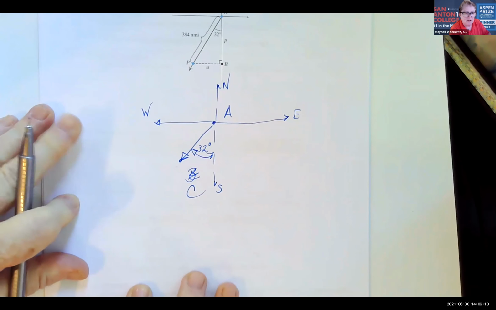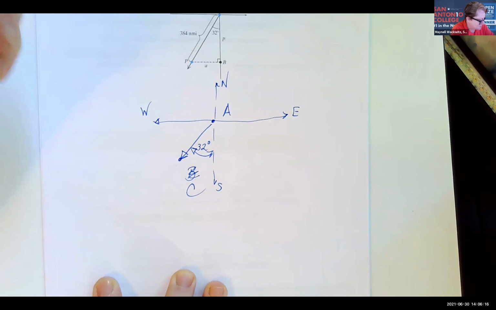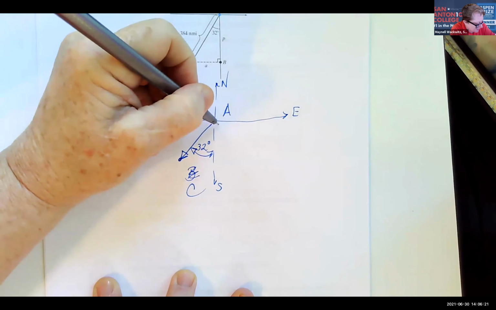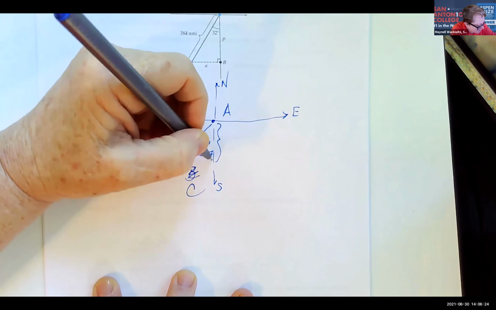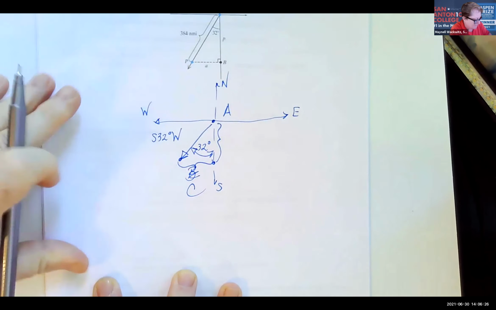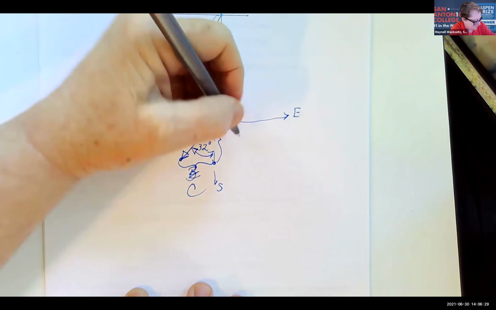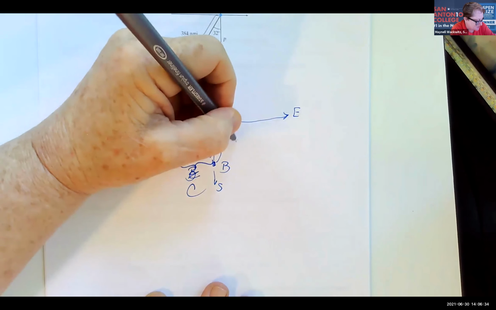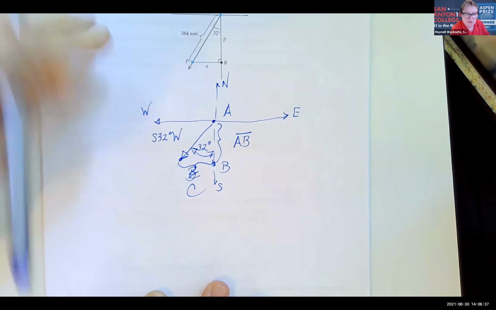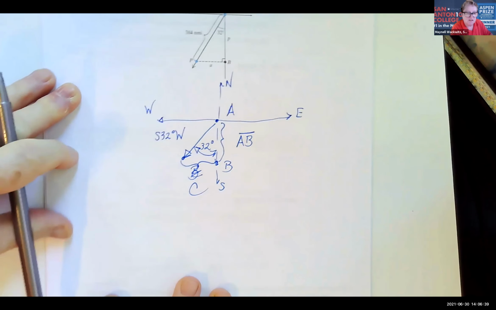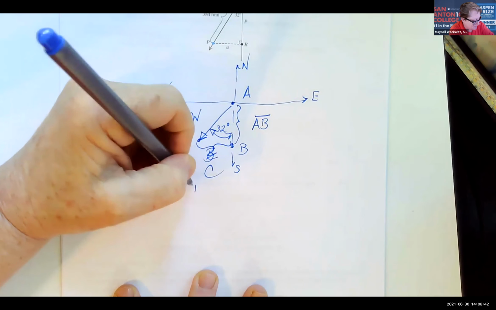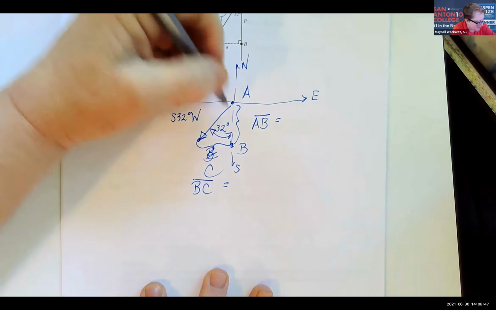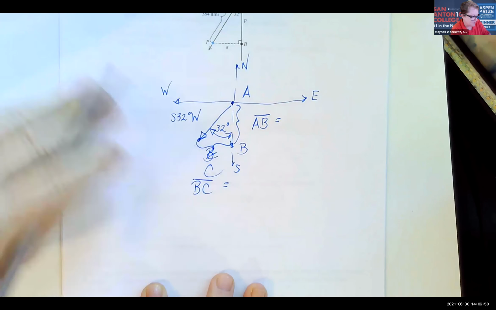And what we want to figure out is, since it's traveling south 32 degrees west, how much of that is south and how much of that is west? So if we call this lower point B, we want to find the distance AB, without the arrow, it just means the distance. And we want to find the distance BC. And we know the angle at the top here is 32 degrees.